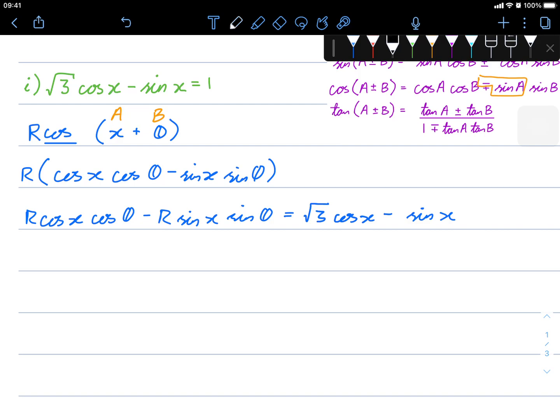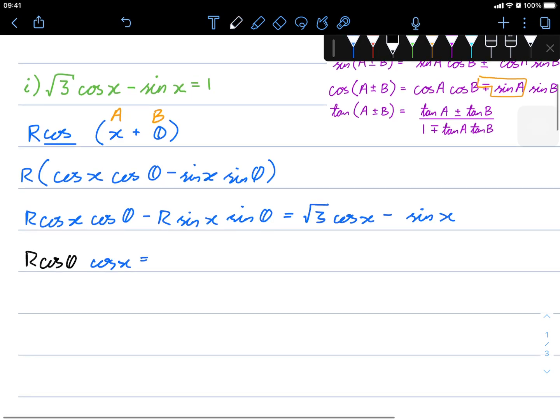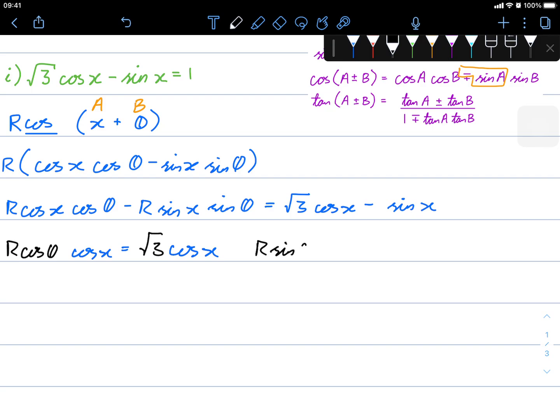So now the method is the same as before. We're going to let the coefficients match. So in case you've missed it, r cos theta cos x is equal to root 3 cos x. As for sine, since it's already negative, we don't need to do the following. Take a look, a mistake that may have happened for some is this. We get r sine theta sine x is equal to negative 1 sine x. It may seem the case that we need to do that, but because it's already negative, it's just going to be the positive 1.